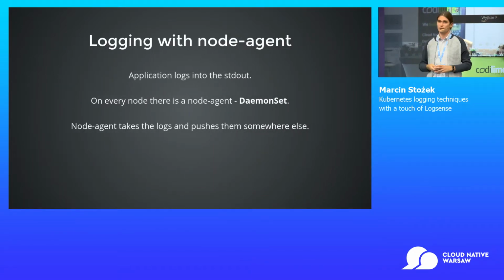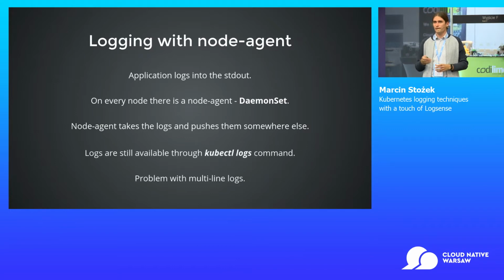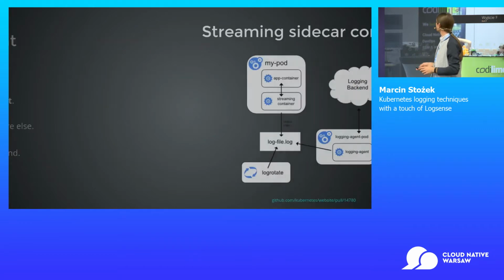Yeah, and it works like that. It pushes just the logs somewhere else. We use the daemon set for that in the Kubernetes itself, because daemon set tells Kubernetes to run only one pod of the kind on every node. Logs are still available using the kubectl logs, so we just don't lose this possibility. This is cool, and we have again this problem with the multi-line.